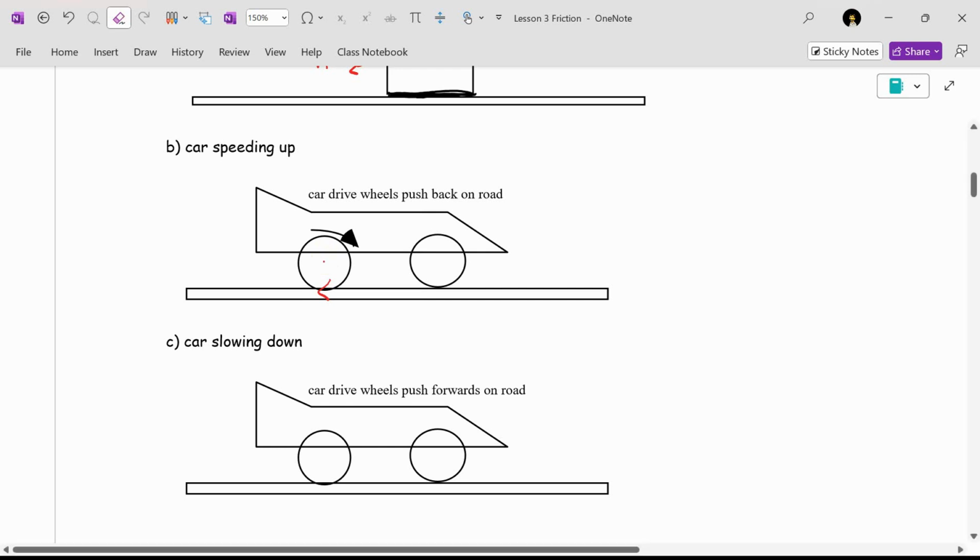Yeah, and this was a really tricky one to try and convince you of, that for a car speeding up, friction is what makes a car speed up.